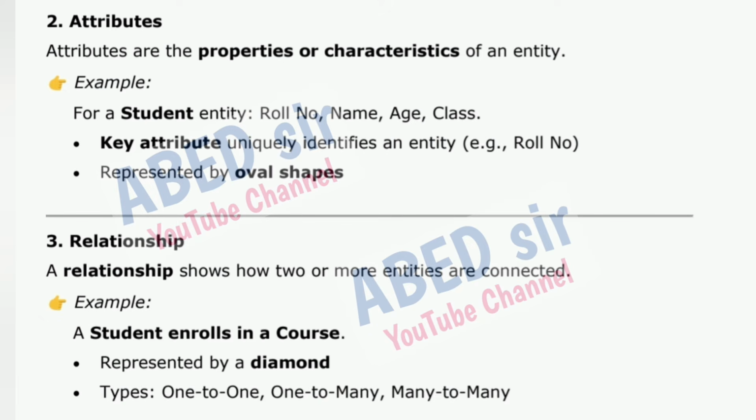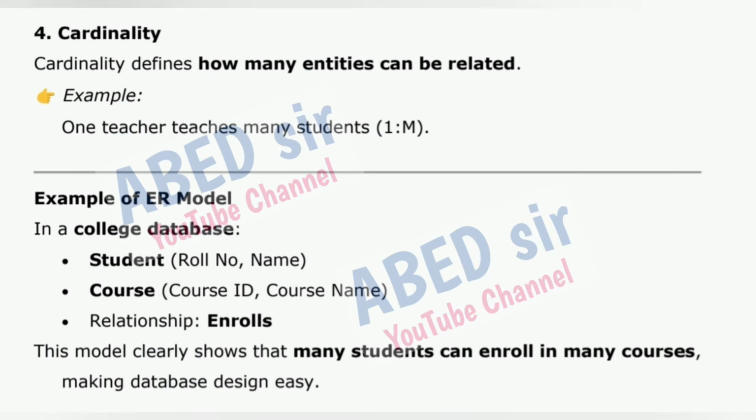3. Relationship. A relationship shows how two or more entities are connected. Example: a student enrolls in a course. Represented by a diamond. Types: one-to-one, one-to-many, many-to-many. 4. Cardinality. Cardinality defines how many entities can be related. Example: one teacher teaches many students, 1 to M.